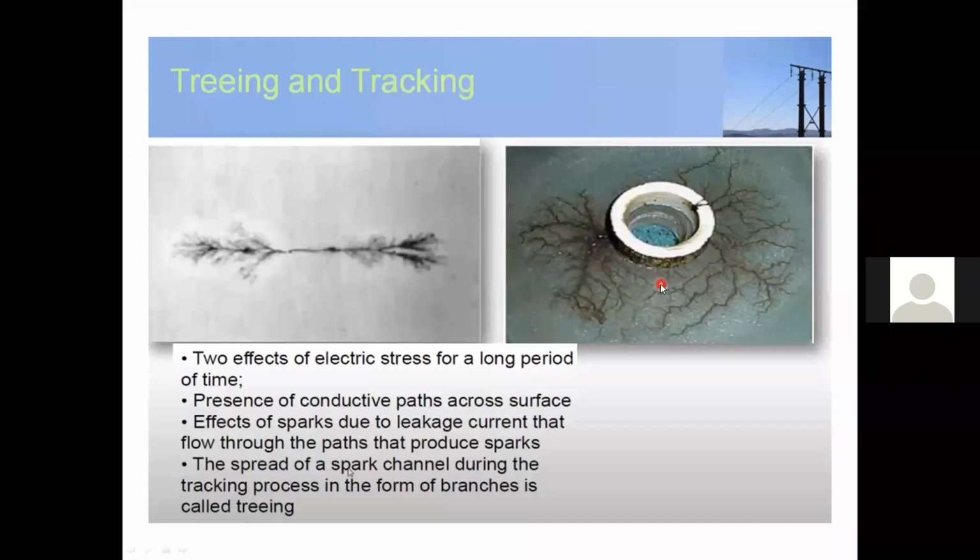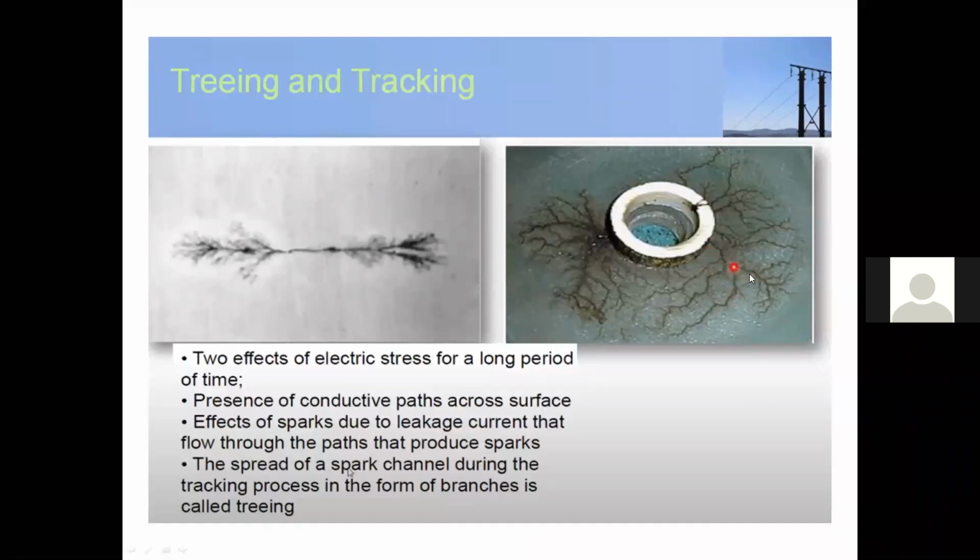the surface of the insulating material acts as a conductor. Because of that, sparks are observed in this manner. These are the different types of sparks, because of the conductive path across the surface of the insulating material. Because of that, sparks are observed across the solid type dielectric material.